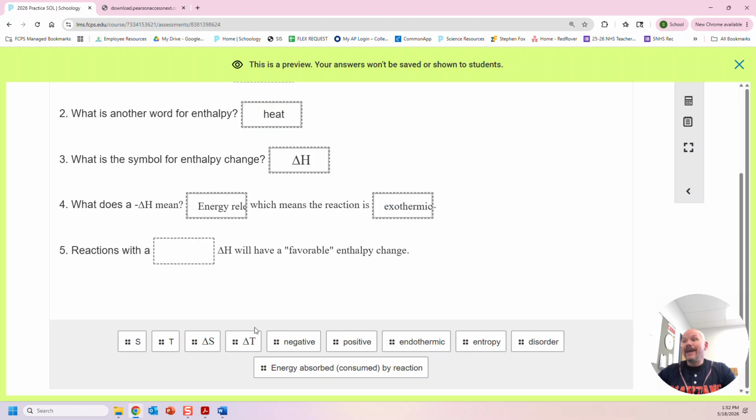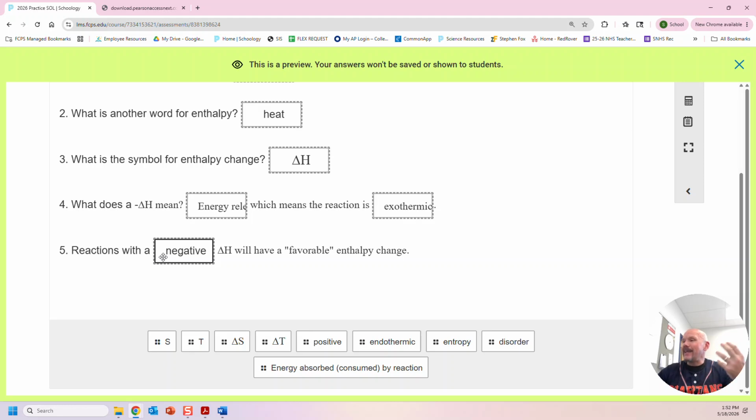Reactions with a negative delta H tend to be favored over reactions that have a positive. So what does that mean? It means exothermic is favored in terms of endothermic, but that's only if you're just looking at enthalpy. What we want to understand is whether a reaction is favored or not doesn't just depend on enthalpy change.